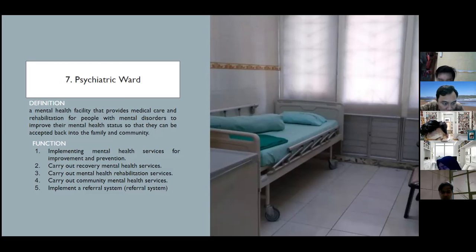And the functions are: number 1, implementing mental health service for improvement and prevention; number 2, carrying out recovery mental health service; number 3, carrying out mental health rehabilitation service; number 4, carrying out community mental health service; and number 5, implementing a referral system.